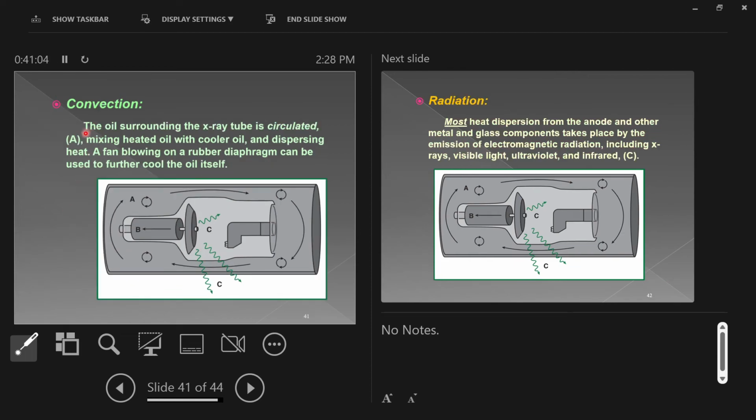In convection, the oil is circulated around outside of this glass tube but inside the big main cylinder. That mixing oil, hot oil mixing with cold oil, convects or moves heat around in that way, dispersing the heat. A fan blowing on a rubber diaphragm can be used to cool it. But importantly, the oil mixing is convection. Heat is being transferred by a liquid moving in a current.